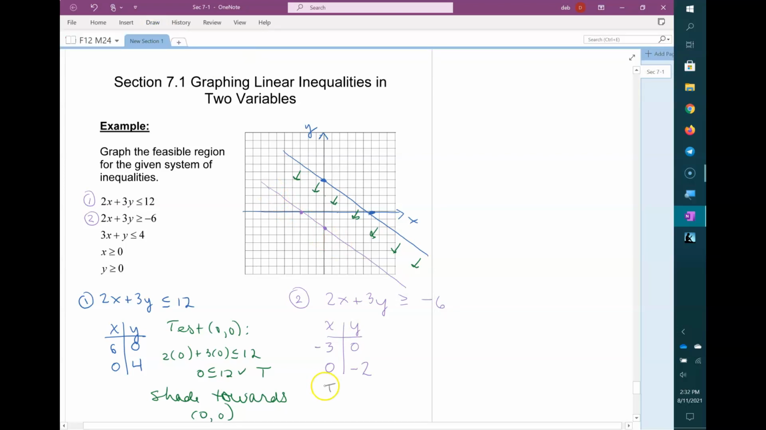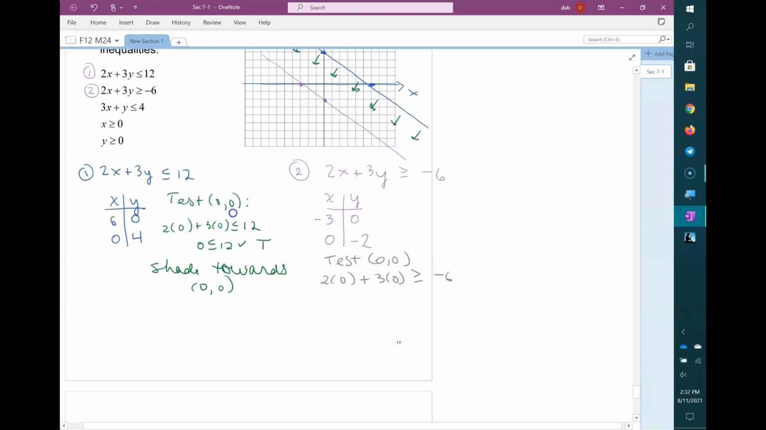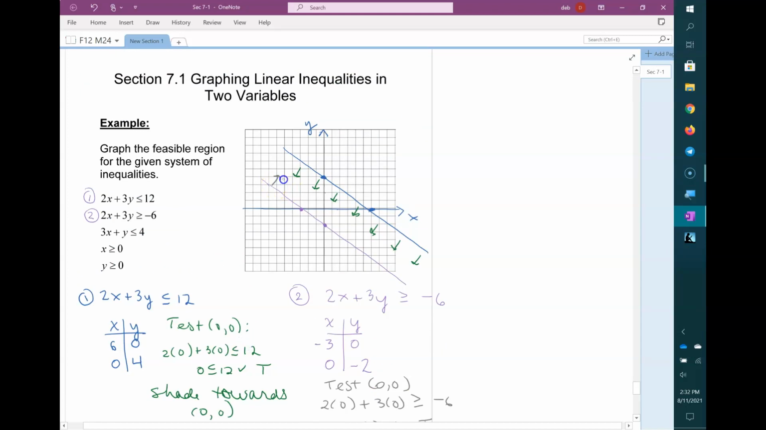And then I'm going to test 0, 0. So I have 2 times 0 plus 3 times 0. I want to know if that's bigger than negative 6. 0 is bigger than negative 6. So shade towards 0, 0. So you can see now we have kind of a little alleyway between these two lines.